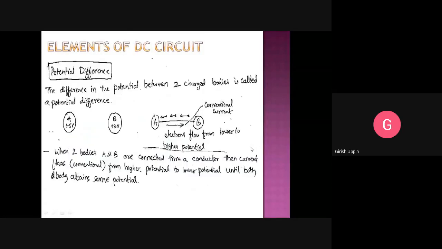And potential difference: if we have two electrically charged bodies, the difference of their potential is called the potential difference. So we have an example: electrical body A charged to 5 volt potential, and electrical body B charged to 3 volt. What is the potential difference between these two electrical bodies? It is 5 minus 3, that is 2 volts. The unit remains the same.